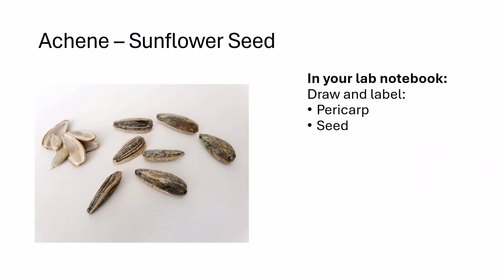Now examine a sunflower seed, which is an example of an achene. The outer shell is the pericarp, while the edible portion inside is the seed. Observe the cracked open shell. Notice that the seed can be removed easily from the fruit wall, which is characteristic of an achene. The thick pericarp protects the embryo during development, but its loose attachment allows for easier germination compared to a caryopsis, where the seed coat is completely fused to the pericarp. In your notebook, draw and label the pericarp and seed.